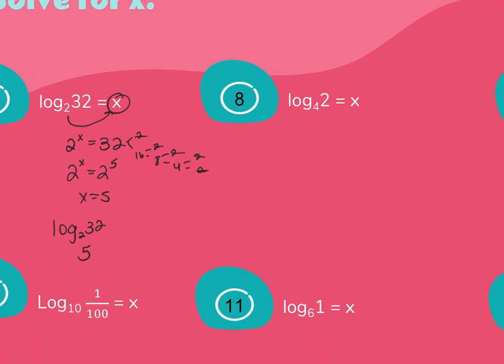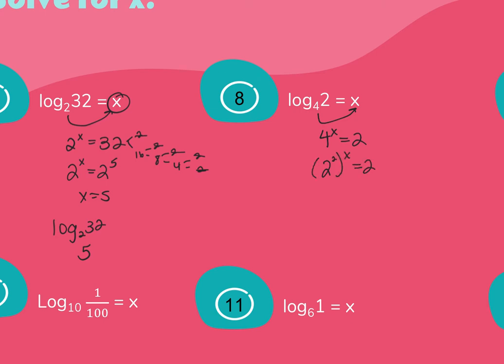So if I look at 8, 4 comes over and picks up the x. 4 to the x equals 2. And here's the scenario we had yesterday where we had to change the base to be the same, or the day before. So you can either change this to be 2 to the second raised to the x equals 2. This would be to the first, so then we'd set the exponents equal to each other. 2x equals 1, x equals 1/2.